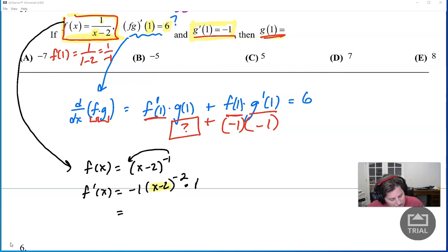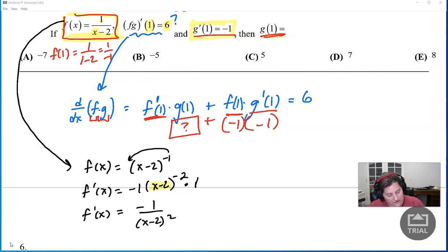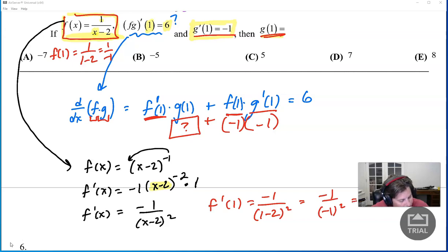All right, so this turns into negative 1 over (x minus 2) squared. That's what f prime of x is. So what was I looking for? I was looking for f prime of 1. I'm going to plug this in. I'll get negative 1 over (negative 1) squared, which is negative 1 over 1, which is negative 1. There is a dang lot of negative 1s in this. And that all equals 6.